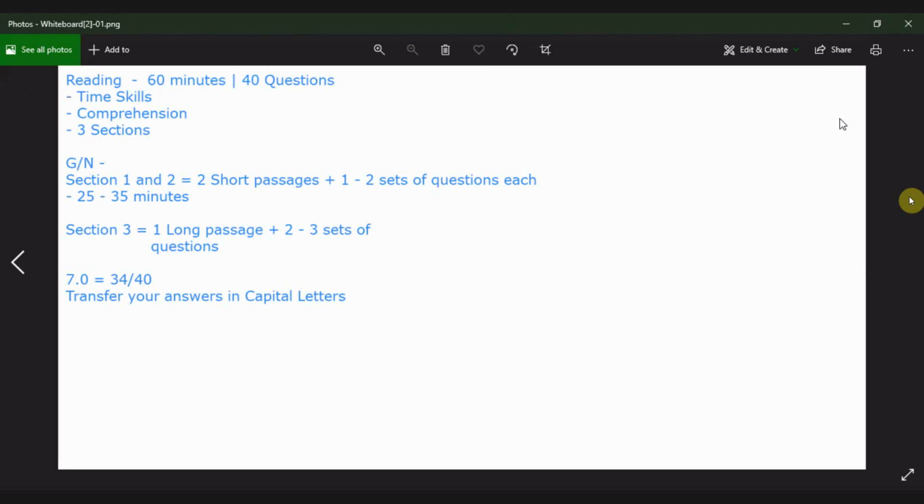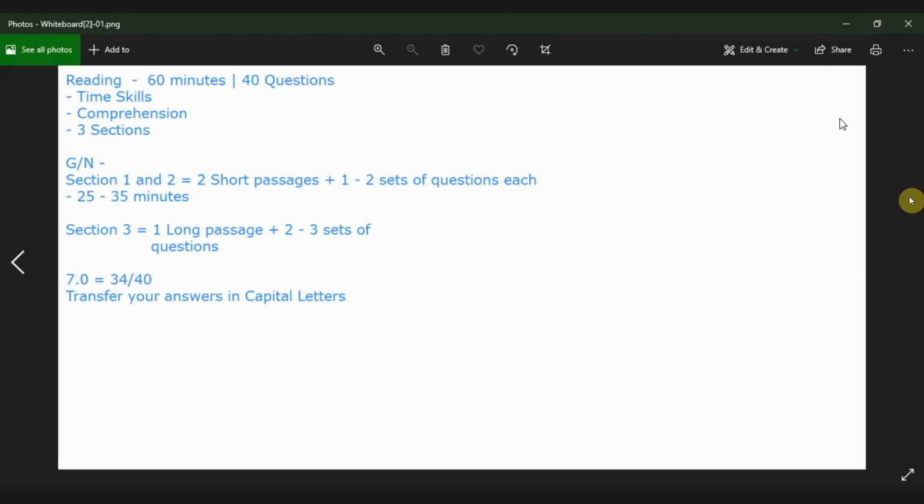So for people who are doing General, during this 1 hour, these 60 minutes, you have to make sure that you finish section 1 and section 2 within 25 to at most 35 minutes. That means it will give you more time to handle section 3.